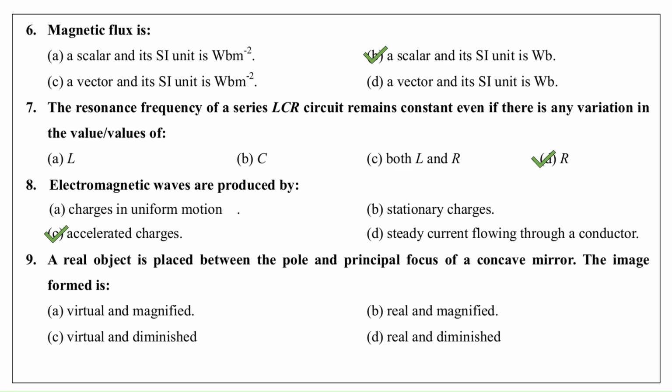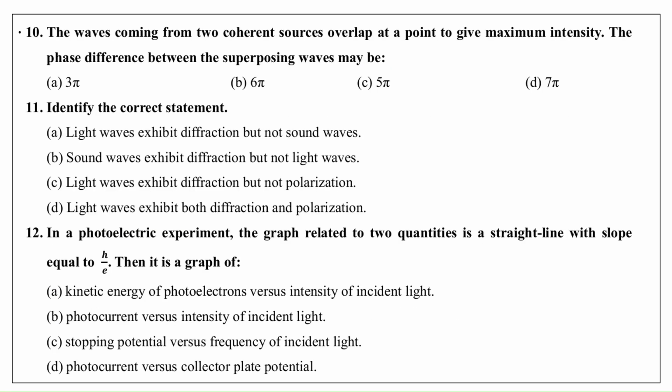Next. 9. A real object is placed between the pole and principal focus of a concave mirror. The image formed is. Answer is option A. Virtual and magnified. Next. 10. The waves coming from 2 coherent sources overlap at a point to give maximum intensity. The phase difference between the superposing waves may be. Answer is option B. 6 pi.